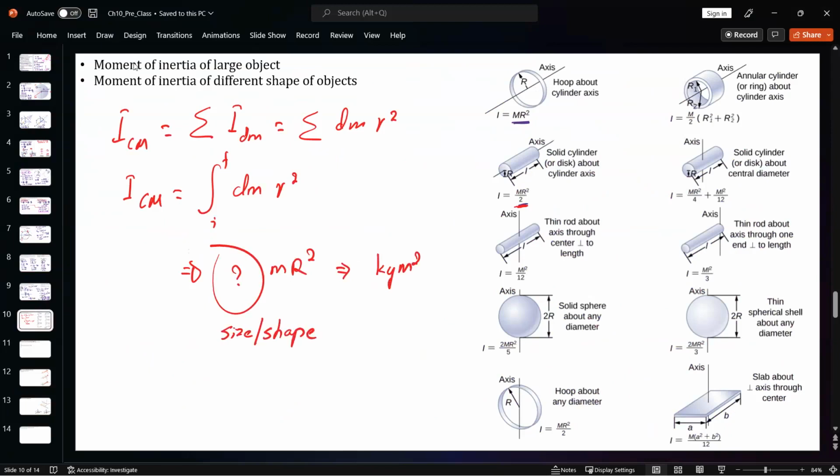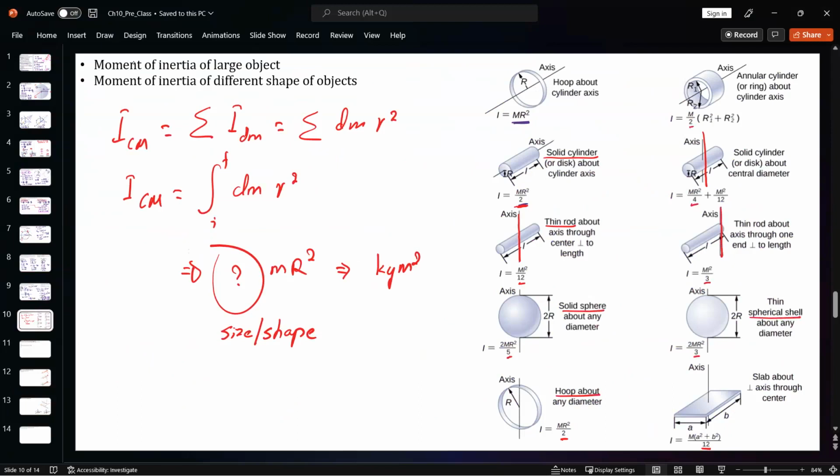So if you look at all of these different objects, this is a solid cylinder. This is a solid cylinder rotating about a different axis, this is a thin rod rotating about its center of mass point and a different axis, and this is a solid sphere. This is a thin spherical shell, this is a thin cylinder, and this is a sheet. If you look carefully, all of these have different numbers in front of MR squared. That's the point: that number comes from the size and shape effect on that integral.